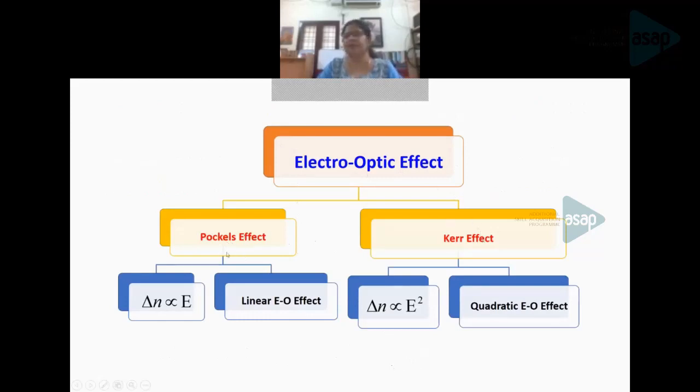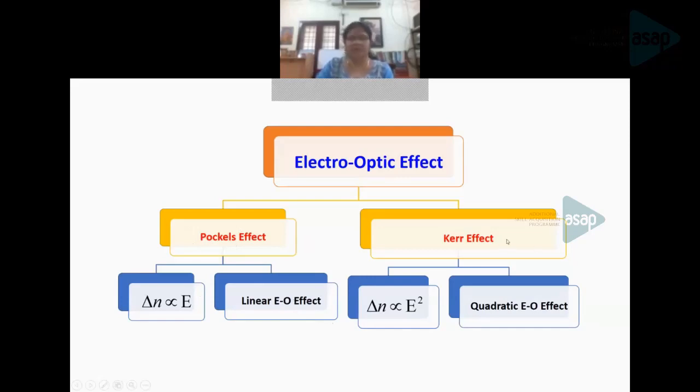In Pockels effect, the change in refractive index is directly proportional to the electric field. Hence, it is known as linear electro-optic effect, because the change in refractive index or induced birefringence is linearly related to the applied electric field. This effect is known as Pockels effect.